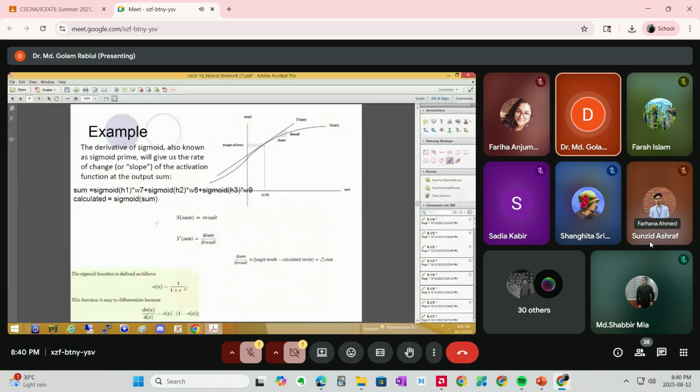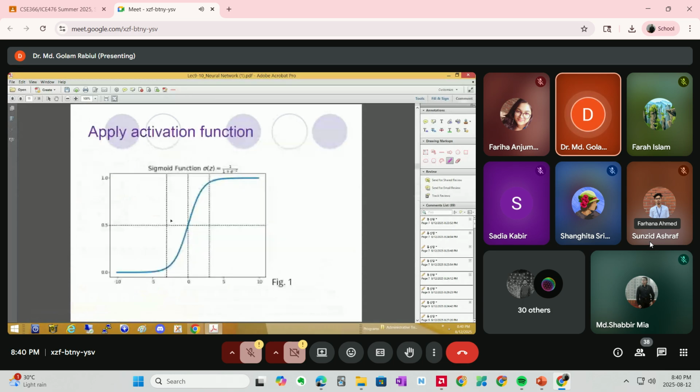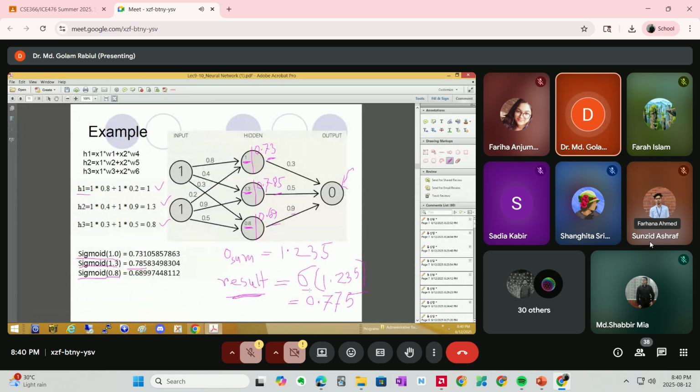We will study the gradient. The gradient will tell us whether we need to increase or decrease the variable values. So now the final result: we can see how we got the result. The result is actually the sigmoid of this output sum. So this is the output sum, and this is the sigmoid of this sum. This is the predicted result.